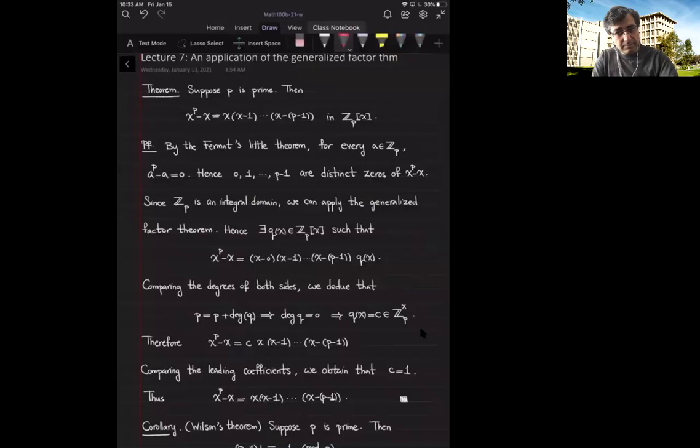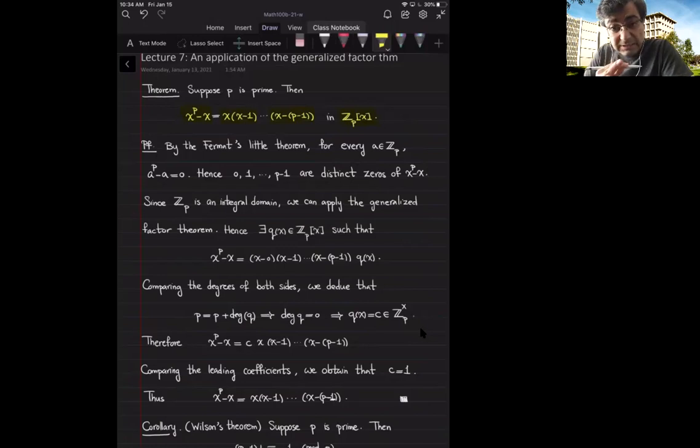Suppose p is a prime number, then the claim is that the polynomial x to the power p minus x is equal to the following polynomial, x times (x minus 1) times (x minus 2) ... times (x minus (p minus 1)), in the ring of polynomials with coefficients in Z sub p, the ring of integers modulo p. So in the ring of integers modulo p, the polynomial x to the p minus x is the same as the polynomial x times (x minus 1) ... (x minus (p minus 1)). Okay, let's see how the proof goes.